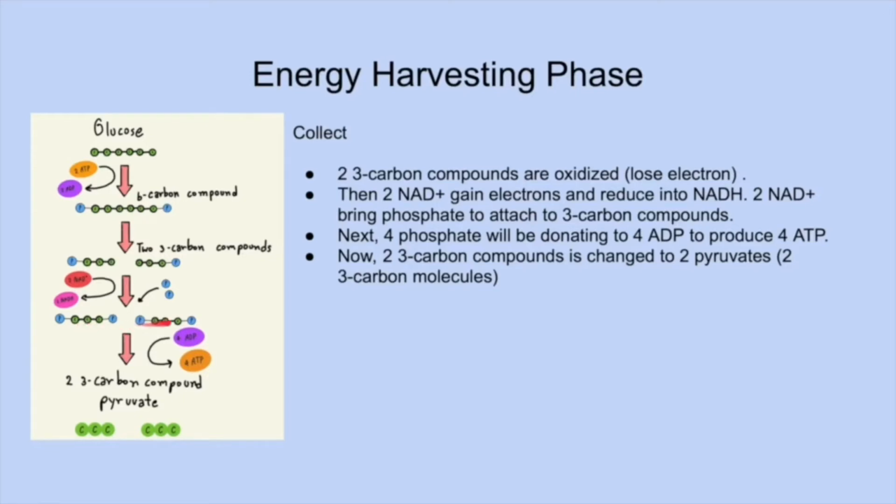And now the next step, the 4 phosphates will be donated to 4 ADP. It will create 4 ATP. And now what we have left is 2 pyruvates, which are 3-carbon compounds.